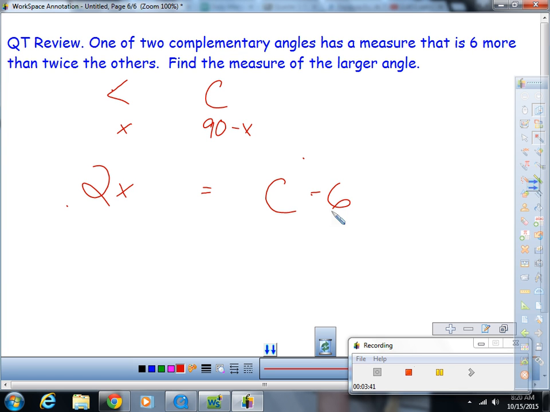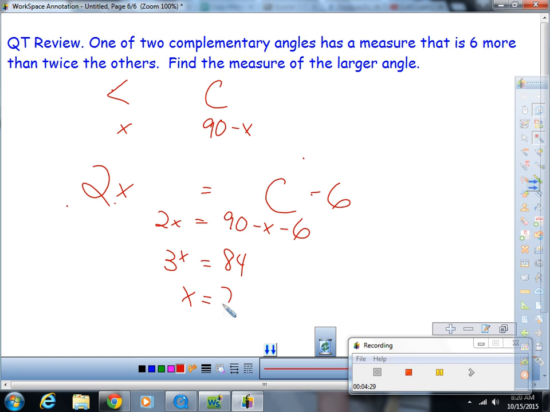So now let me read it one more time because Michelle looks like I'm wrong, and I probably am. One of two complementary angles has a measure that is 6 more than twice the other's. This one has a measure that's 6 more than twice this one, so I better subtract 6. That is correct. Here we go. 2x equals, what am I going to change my c to? 90 minus x minus 6. Just add x to both sides, and you get 3x. 3x equals 84. Therefore, x equals 28.